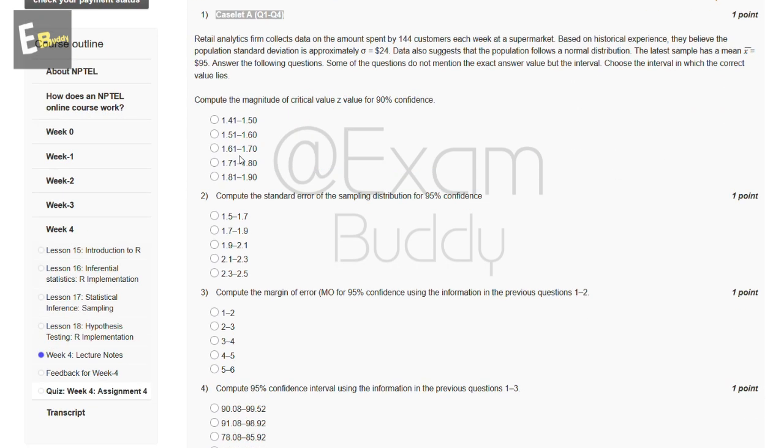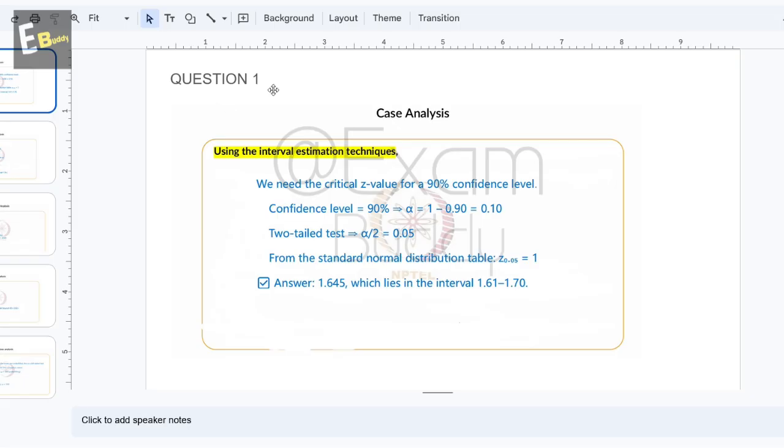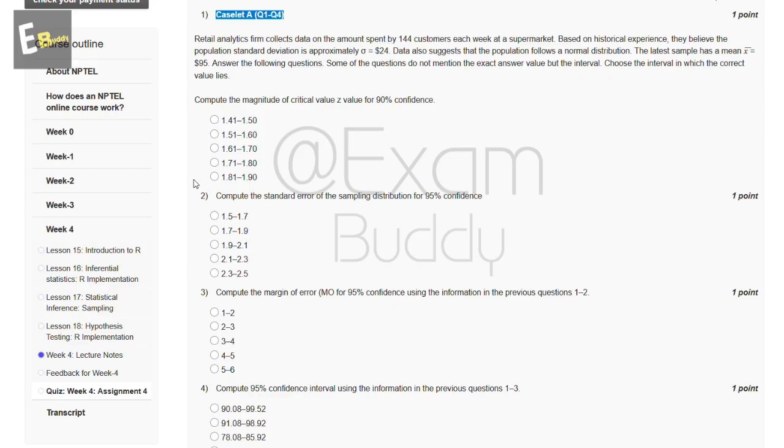The first question is: compute the magnitude of the critical Z value for 90% confidence. The options are 1.41 to 1.50, 1.51 to 1.60, 1.61 to 1.70, 1.71 to 1.80, 1.81 to 1.90. Let's check the answer of our first question. These are the calculations, and the answer is 1.645. It lies in the interval 1.61 to 1.70. So the answer of the first question is C, 1.61 to 1.70.